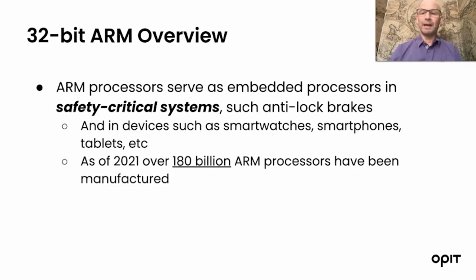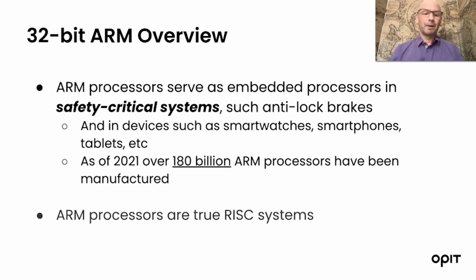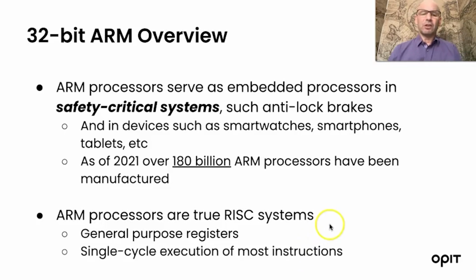Now, as of 2021, how popular is the ARM architecture? 180 billion ARM processors, as an estimate as of 2021, have been manufactured. Now, ARM processors are what we call true RISC systems, so reduced instruction set systems. And they use general purpose registers. And they use single cycle execution for most instructions.